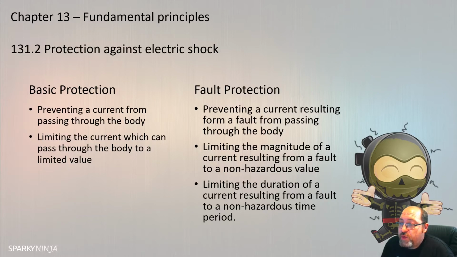Persons and livestock will be protected against dangers that may arise from contact with live parts of the installation. This will be achieved by one of the following methods: preventing a current from passing through the body of any person or livestock. How do we do that? Insulation, barriers, obstacles, placing out of reach. Or, limiting the current which can pass through the body to a non-hazardous value.